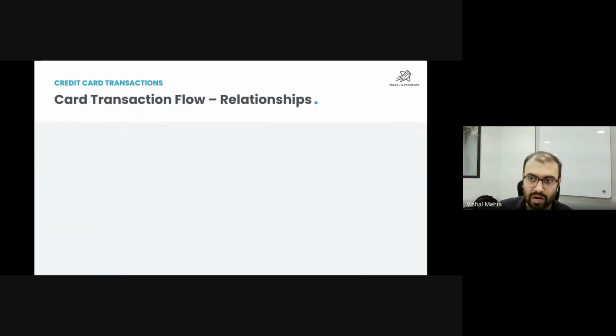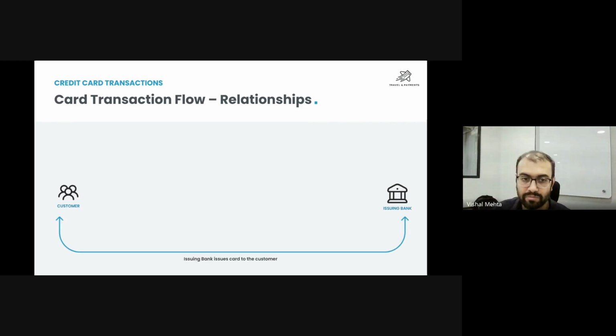But when it comes to the card transaction flow, what do we have, right? What are the key relationships? We already heard about the issuing bank, the acquiring bank, the card network, and then we also heard about payment orchestrators, gateways, and aggregators. But I'm going to show you the simplest form of card flow.